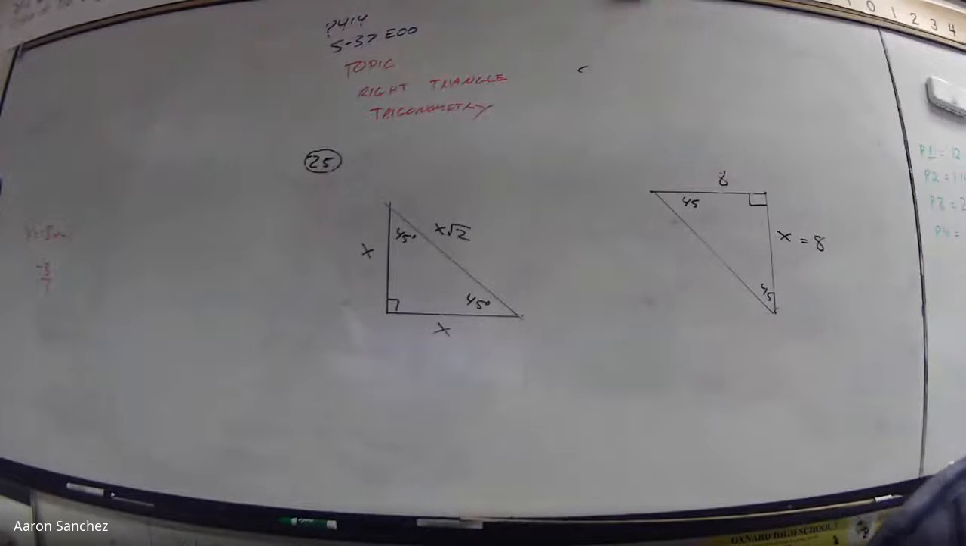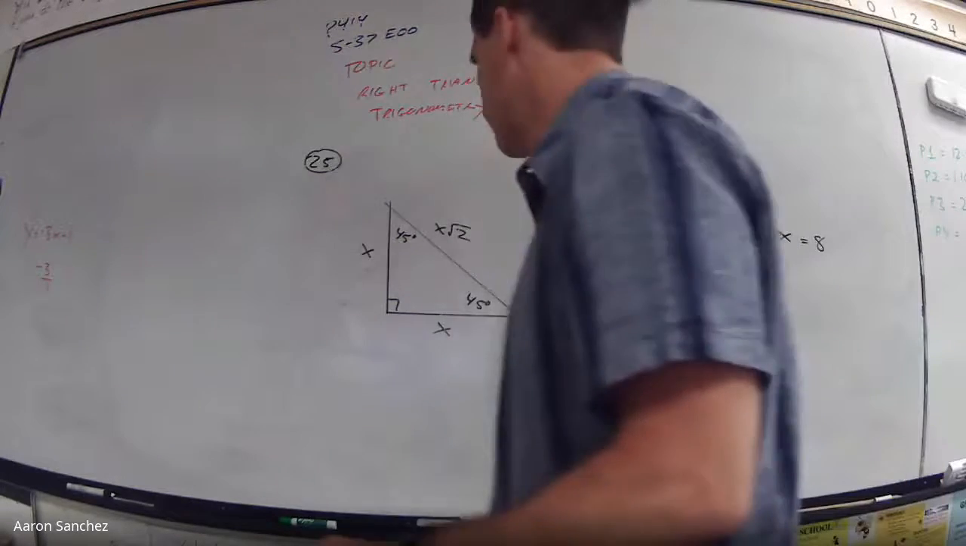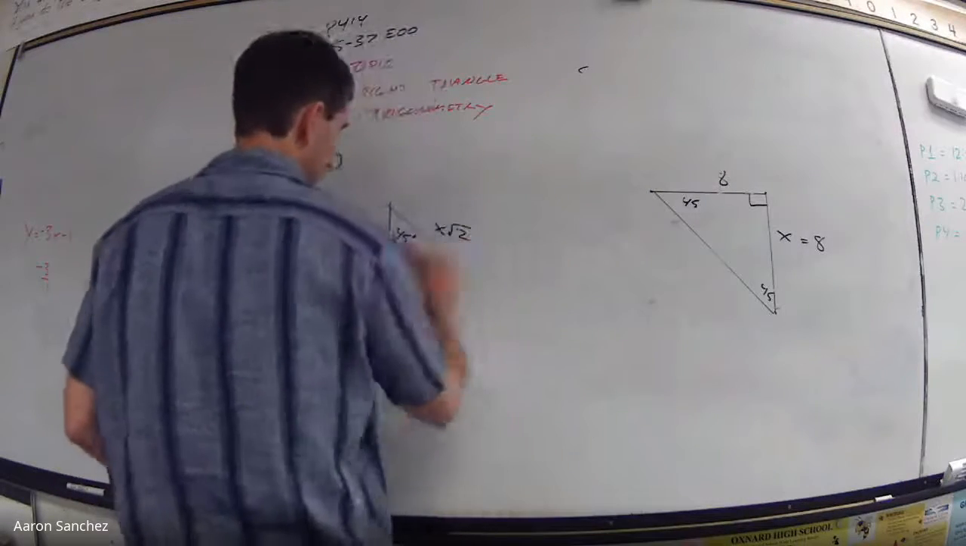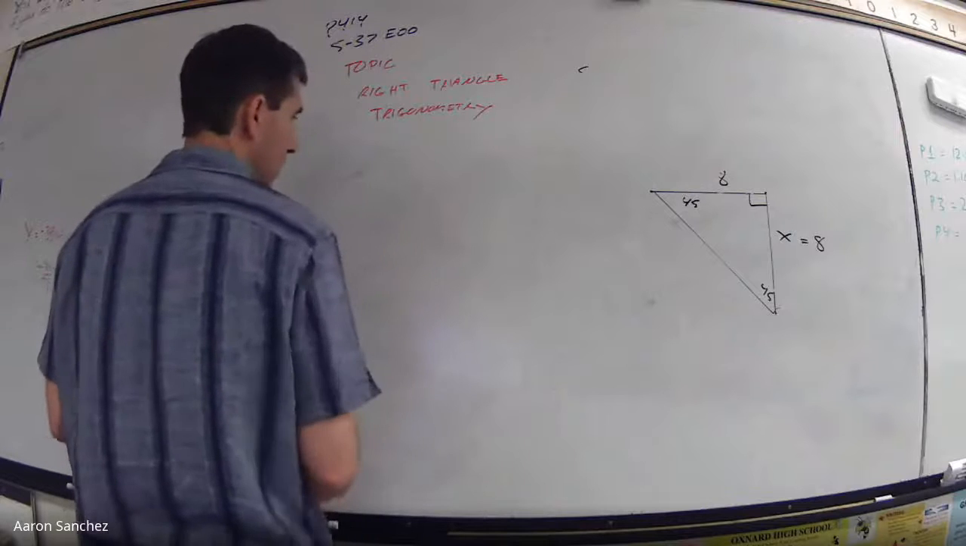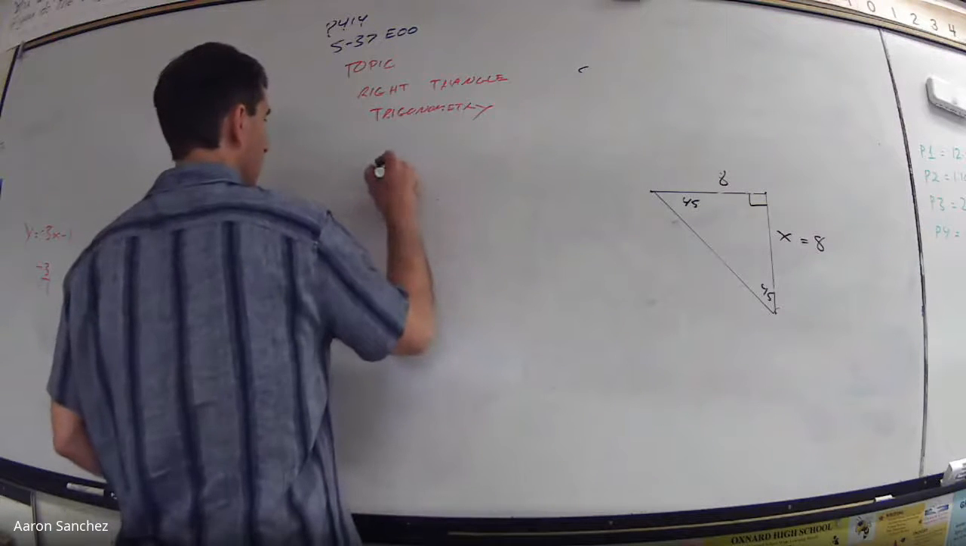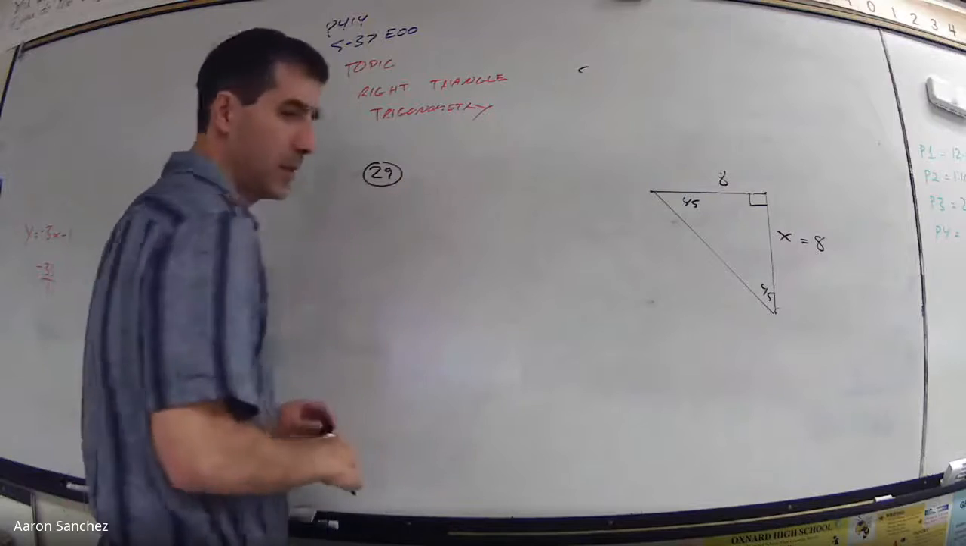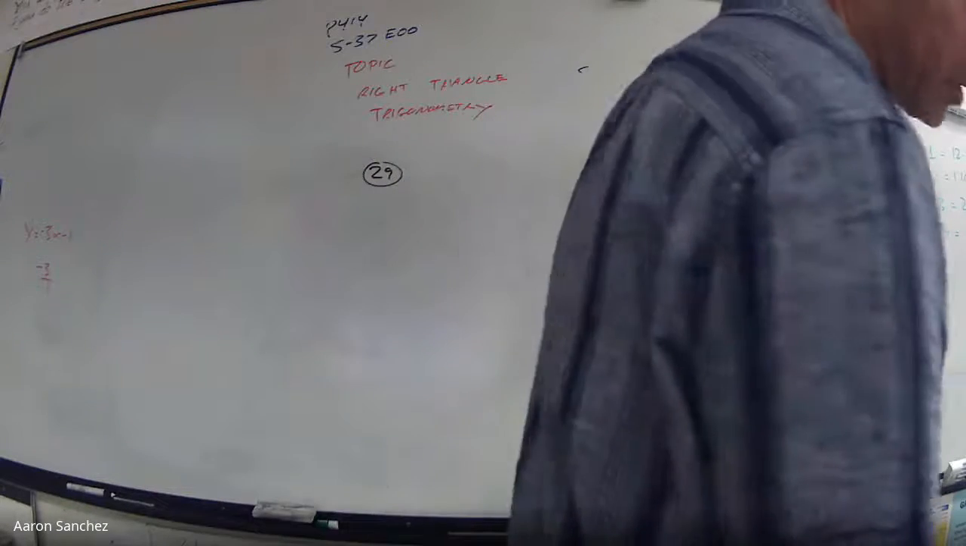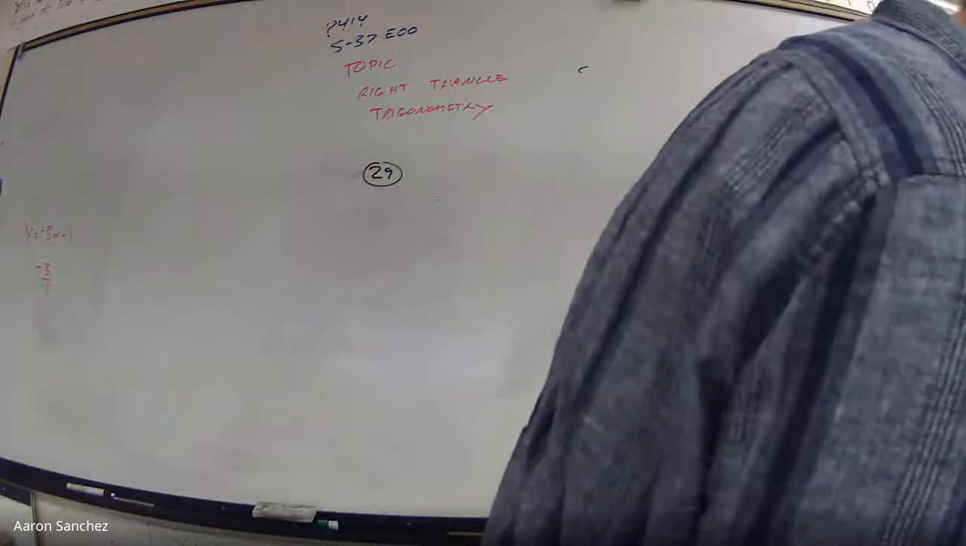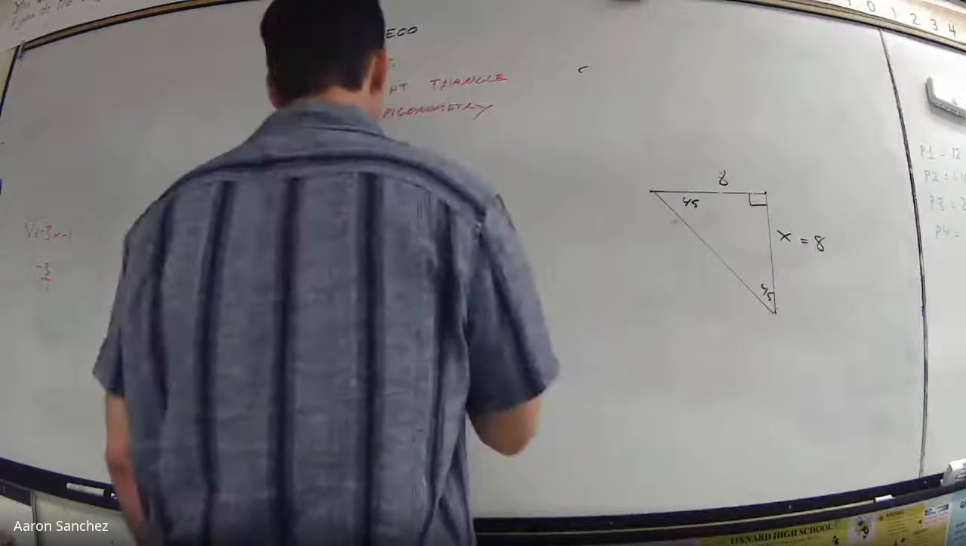All right, I'm going to go over one more problem. Number 29. This is the last one I'm going to go over. You guys can do the rest on your own. 29 asks you this. Here's 29. 29 is equal to, they want us to solve cosecant of 59 degrees.